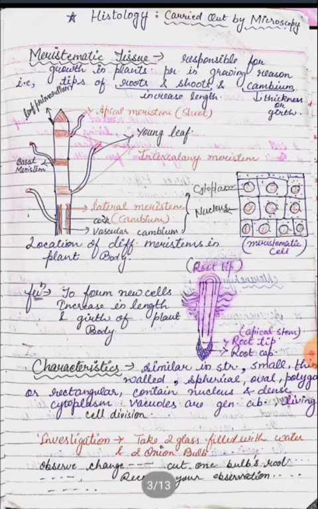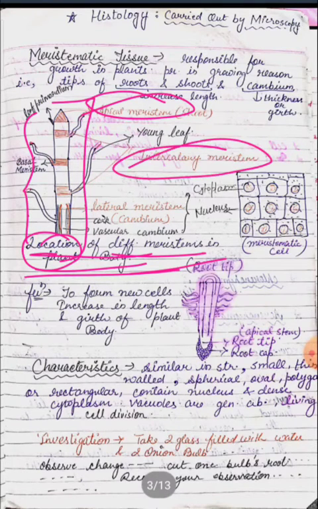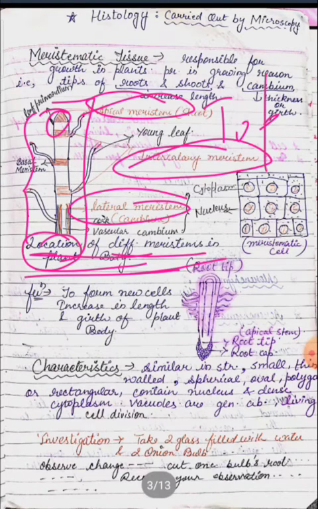Here is the diagram of the location. It is a plant body, and here is the location of the different meristematic tissues. There are three different types of meristematic tissues: apical meristem, intercalary meristem, and lateral meristem. If we understand it with the help of the diagram, apical means the top region, intercalary means in between, intermediate, and lateral means the side.